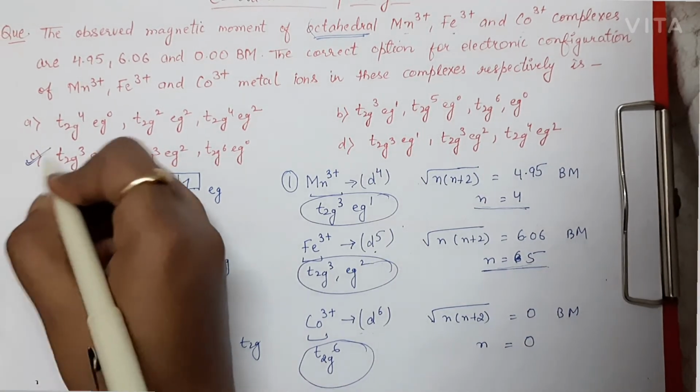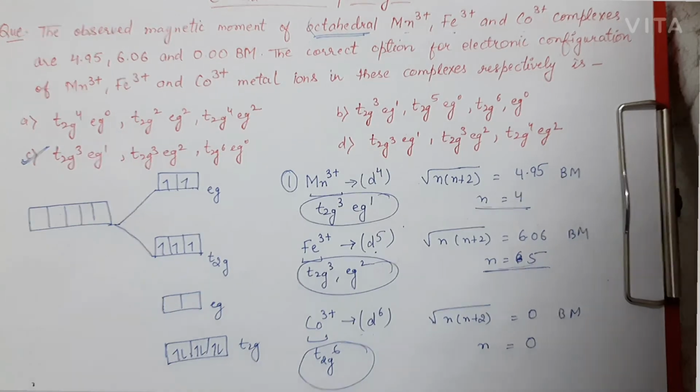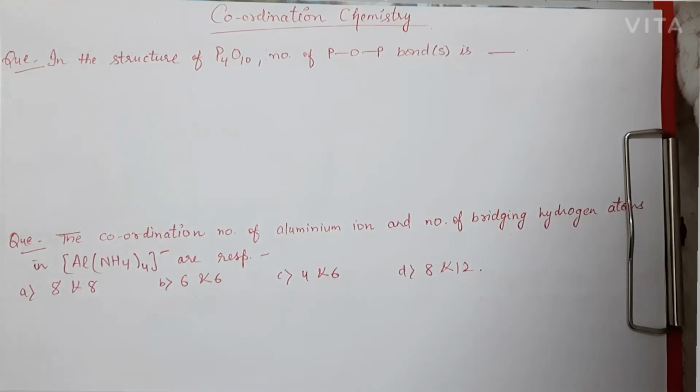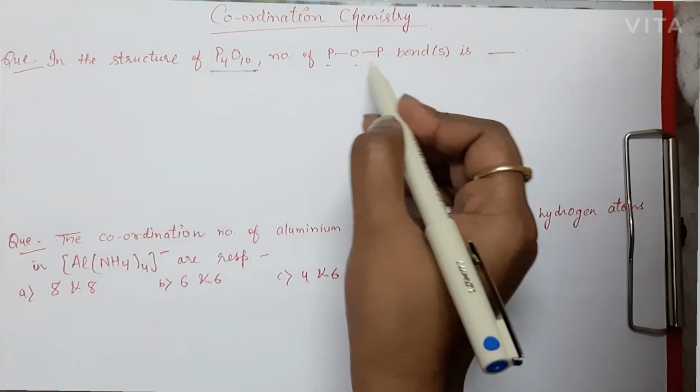So the correct option is option C here. Okay, so this is the first question. With this, now we'll move on to the second question. Now in the second question, they are saying in the structure of P4O10, number of POP bonds.